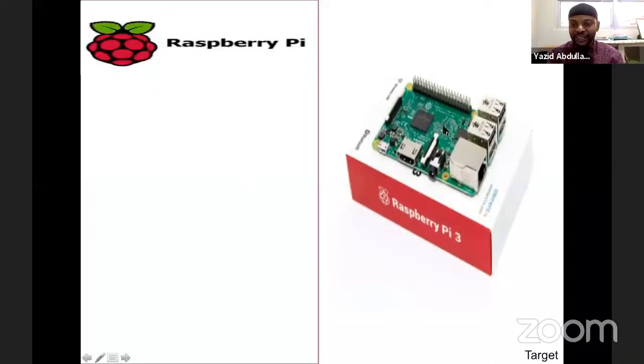So this is a picture of the Raspberry Pi. It's a very small computer, very, very small. You can literally put it in your pocket, almost the size of your credit card. So what is the value proposition of Raspberry Pi? Who can tell me what the value proposition is? What's the main value that customers get from buying this?